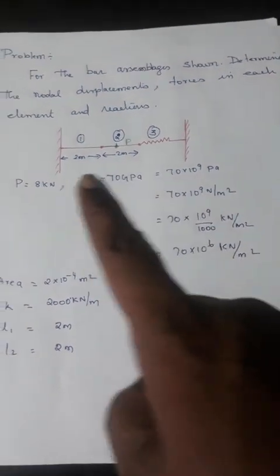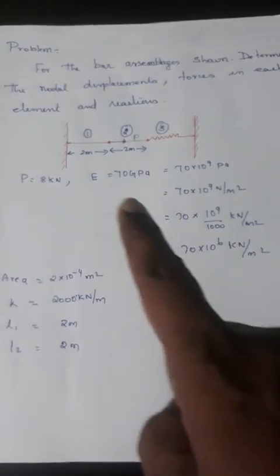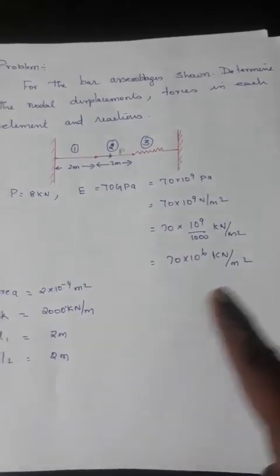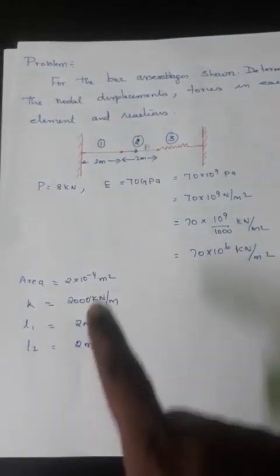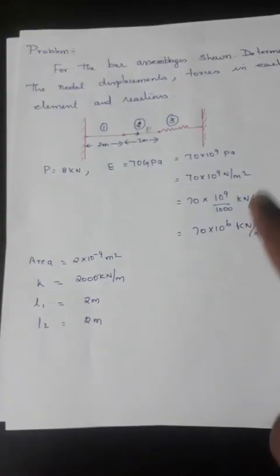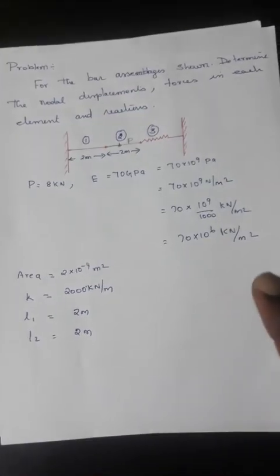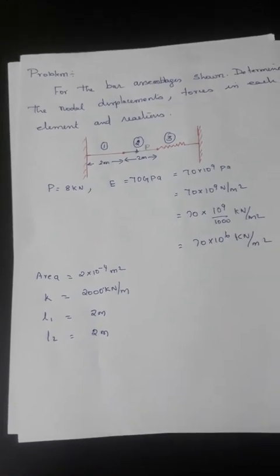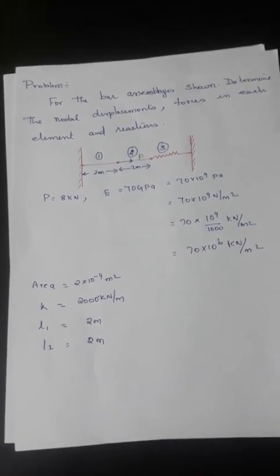Since it is 2 meter, it is a gigapascal. I have converted that into a Newton per meter square, and the spring stiffness matrix value is 2000 kilonewton per meter. So I have converted all the units into one unit system, that is kilonewton per meter, and length will be in meters, area will be in meters square.